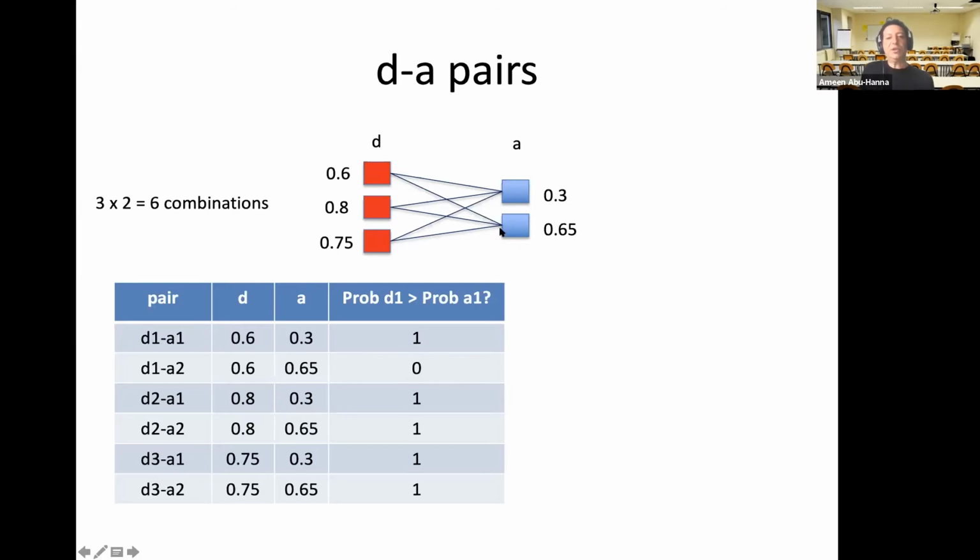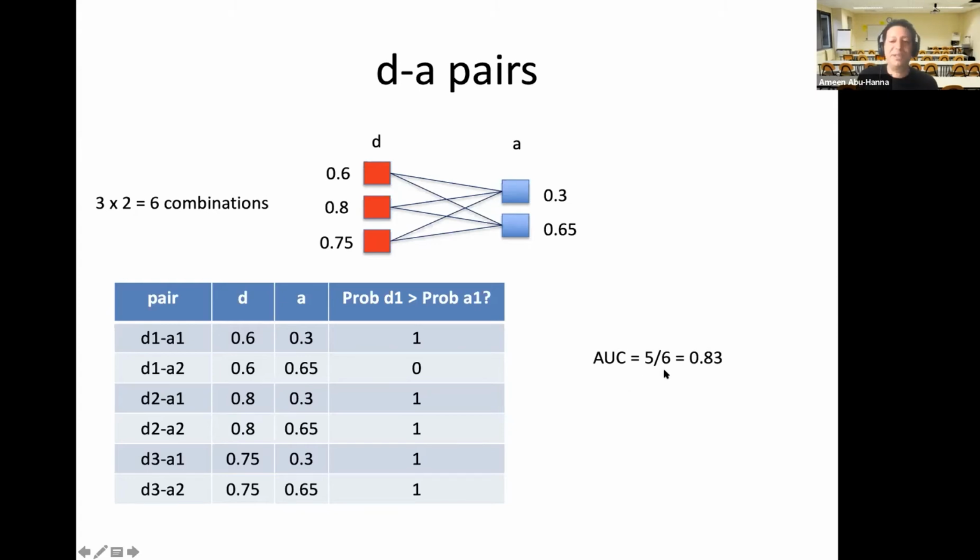The second combination didn't go well, because the person who died got a lower probability to die than the person who lived. So it gets a 0, a kind of penalty, and so forth. So you see in all these combinations, from the 6, 5 times this experiment succeeded. And then you could just say the AUC is 5 divided by 6.